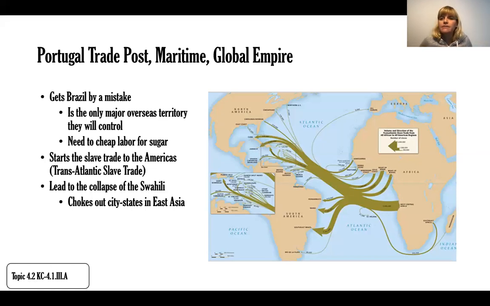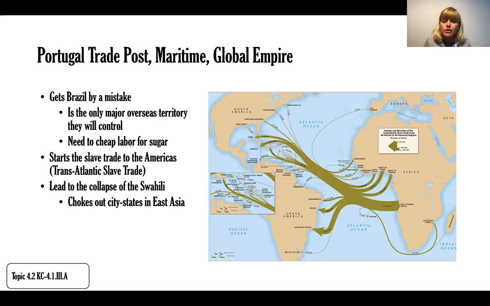So as I said, guys, even though Portugal is mostly just a trading post empire, they do kind of procure Brazil by mistake. All right, so it's the only major overseas territory that the Portuguese are going to control. So what you need to understand is that Brazil, as you know, is this big chunk of land in South America. Brazil's going to be a major sugar colony. All right, so they're going to grow a lot of sugar. So sugar will also be a major commodity that will be traded.